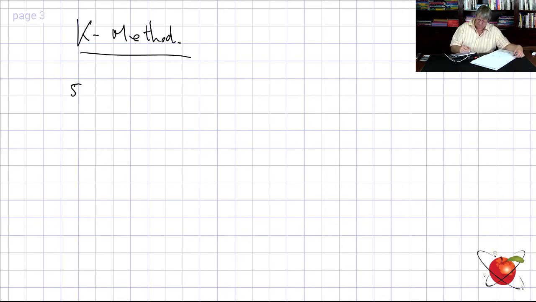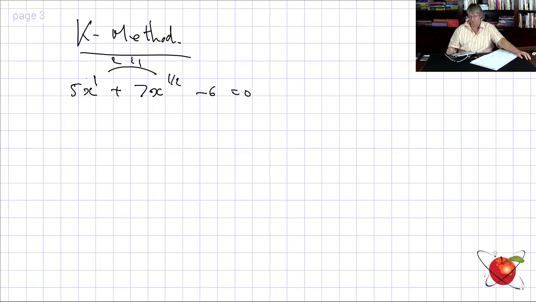5 to the power of x plus 7 to the power of x to the power of a half minus 6 is equal to 0. I can notice here, okay, 5 x to the power of 1, okay, not to the power of x. Okay, this is to the 1. So I notice, first of all, there's a ratio 2 as to 1 over there, which indicates it's a quadratic. The K method says substitute. It's a method of substitution.